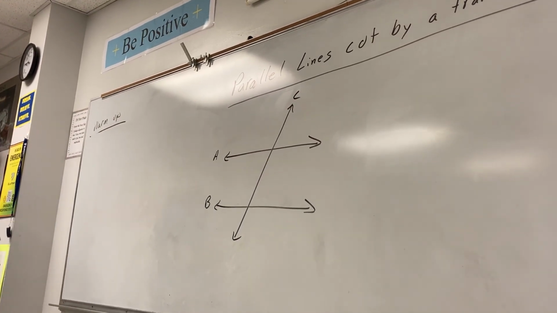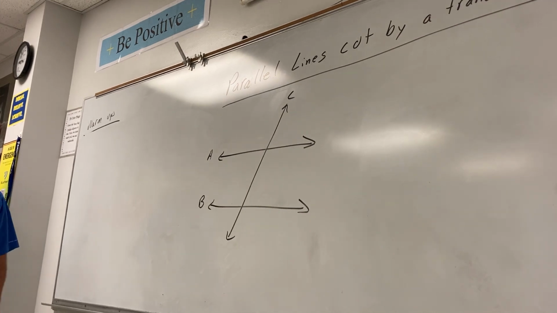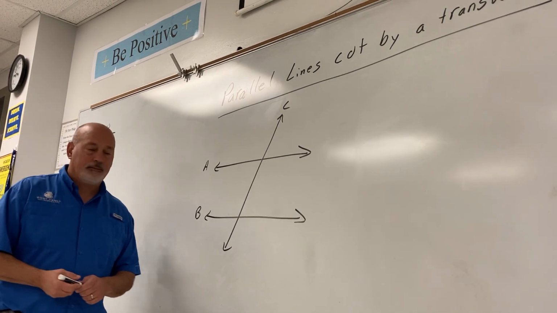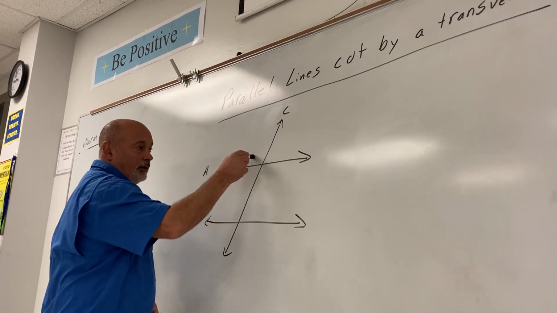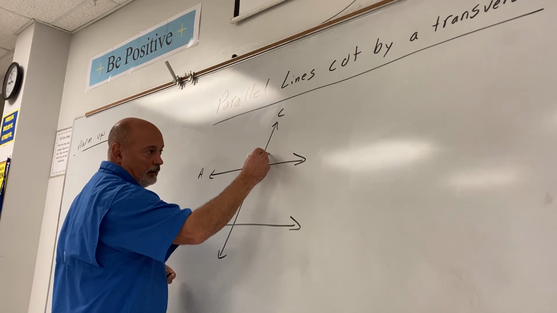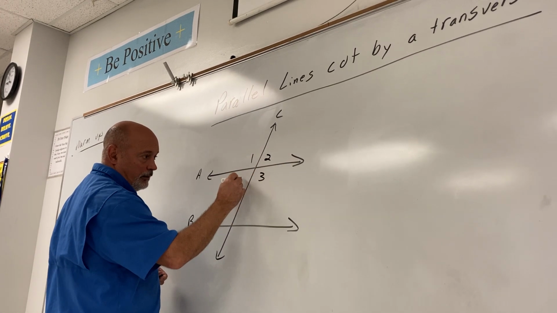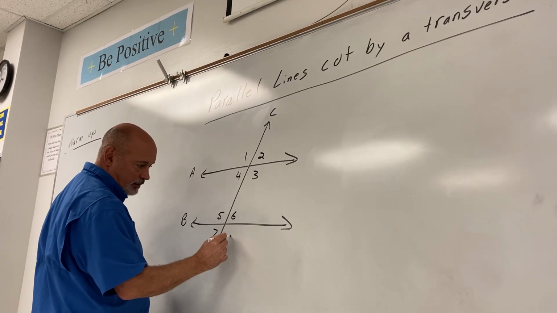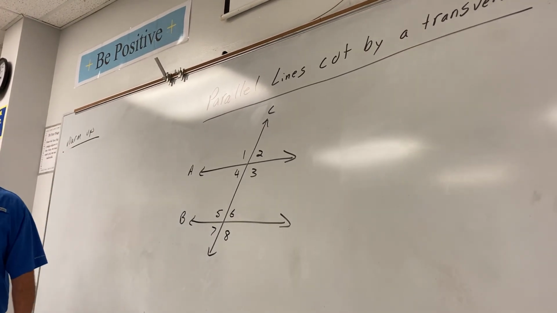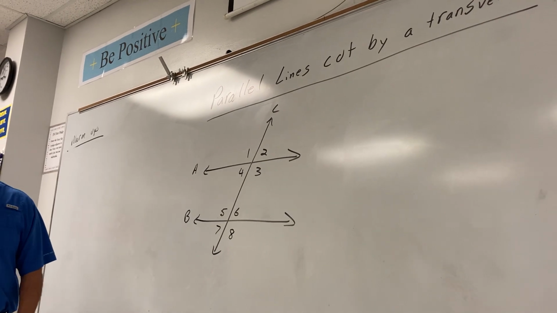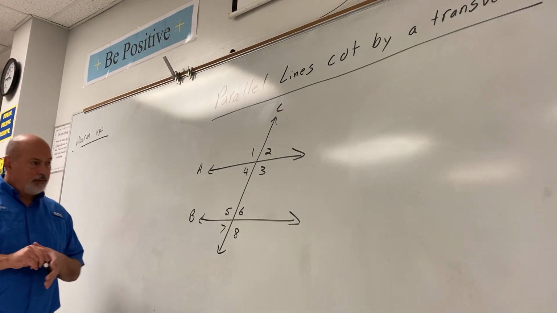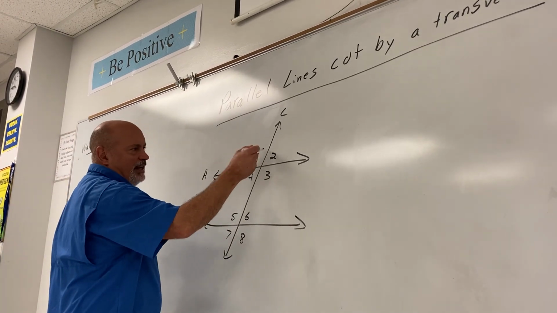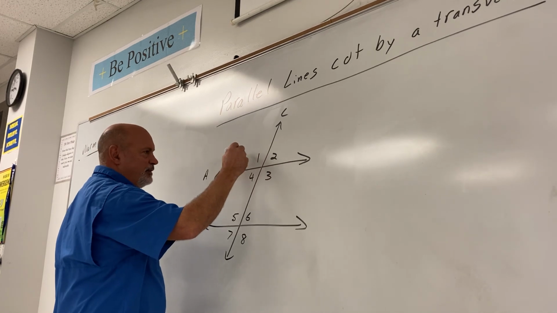Now, how many different angles did we just create by cutting the two parallel lines by a transversal? 1, 2, 3, 4. There's more. 5, 6, 7, 8. Okay, do y'all agree there are 8 different angles that are formed? All right, so something interesting happens. Let's say that angle 1 is 110 degrees.